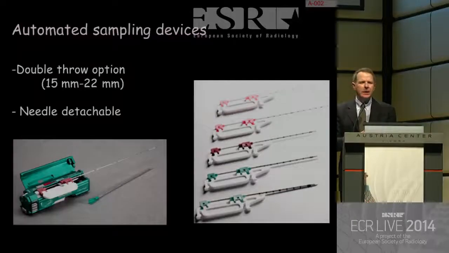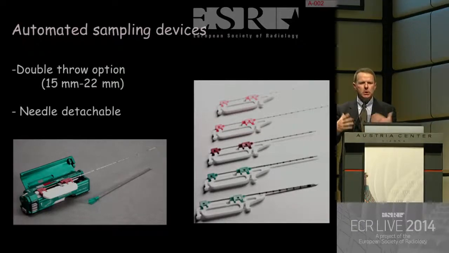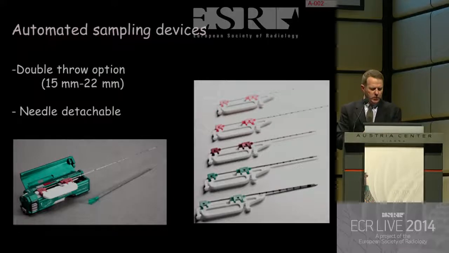They come in automated devices like guns for biopsy. They're very comfortable. The only issue is that they're very comfortable when you do ultrasound-guided biopsy because you hold them in your hand. When you do CT-guided biopsy, you have to attach them to the needle once you are in place, which is kind of tricky. And I would warn you to train yourself a little bit on a turkey before you do a human.